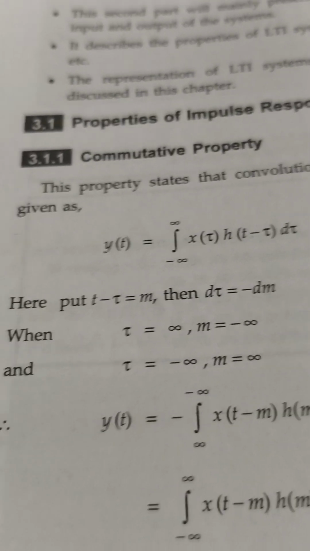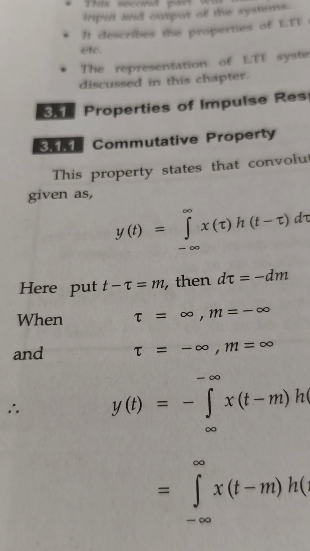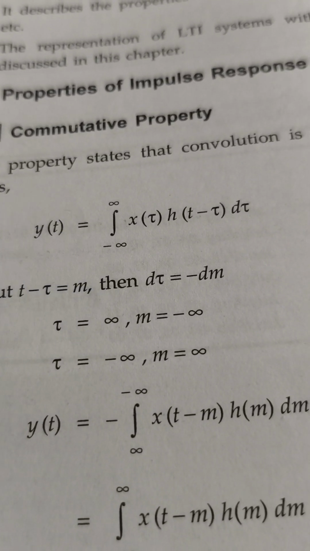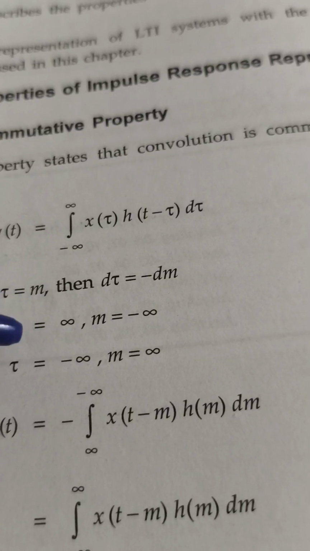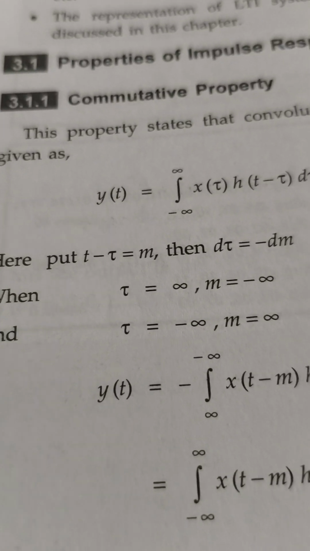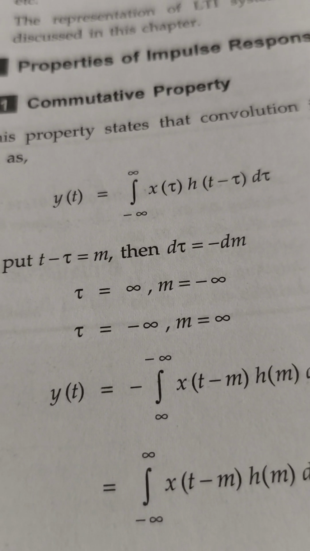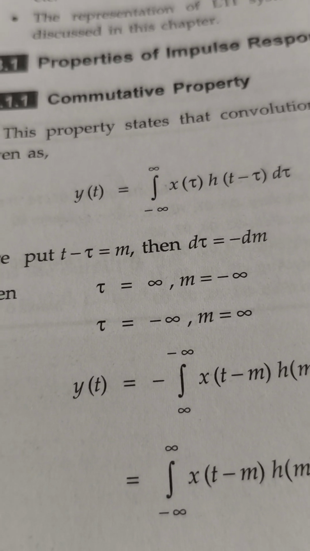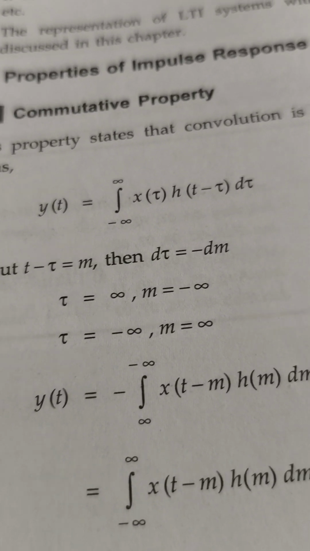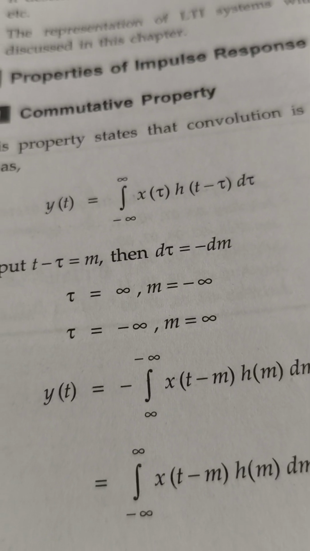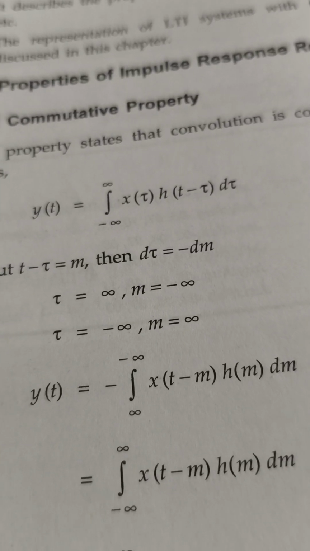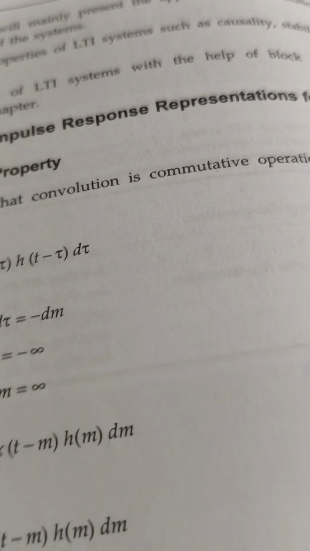Then when tau is infinity, m will be minus infinity. Why? Because d tau equals minus dm. When tau is infinity, m equals minus infinity, and when tau is minus infinity, m equals infinity. They are opposite, because d tau equals minus dm. Therefore, the limits of integration will also be interchanged.